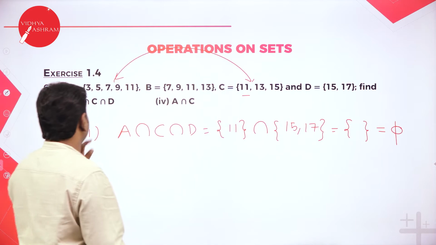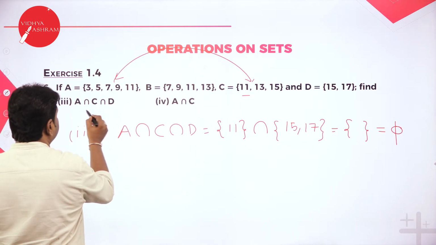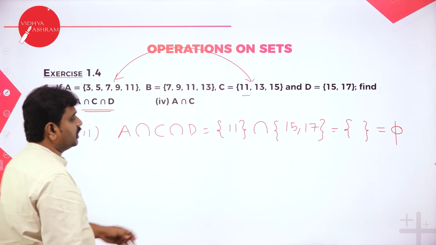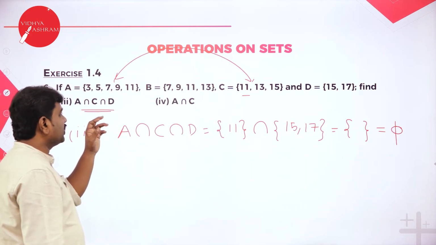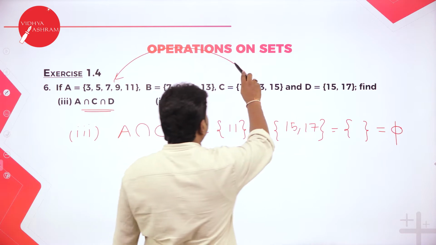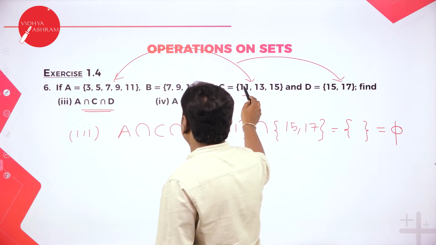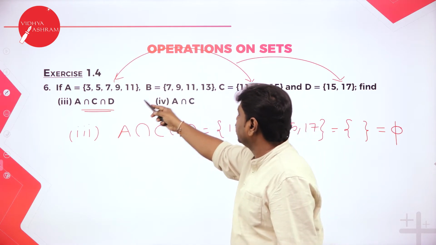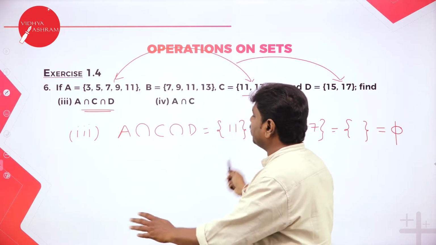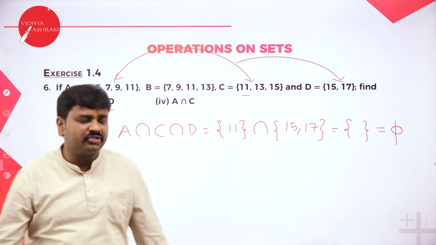So the first part, A intersection C intersection D, I have solved and I got a null set, no common elements in all three. Simply speaking, A, C, D all three should have a common element. We have 11 common for these two, but if I take A, C and D, no common elements.